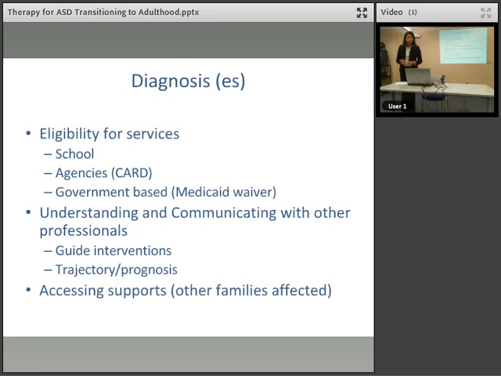Initially, a diagnosis will be important for determining eligibility for services, and these include services within school, accessibility to government programs such as the Medicaid waiver, being able to better understand and communicate with other professionals, guiding interventions, knowing more or less the prognosis or the developmental path that an individual might take, and then also being able to access support such as other families who are affected.